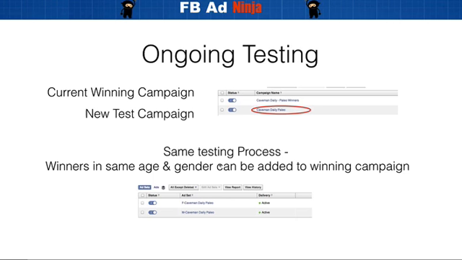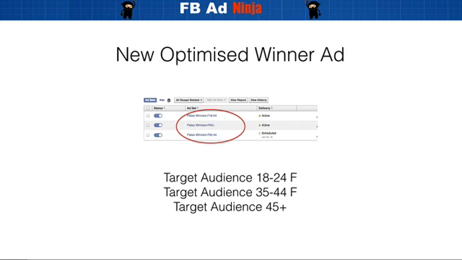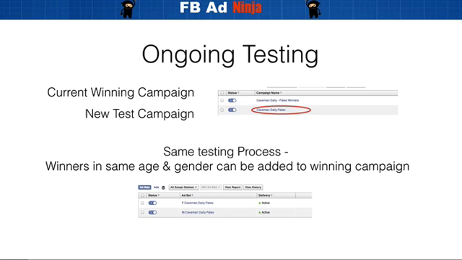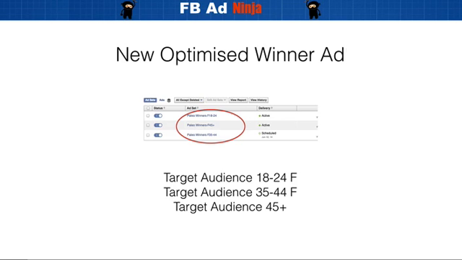I'm using the same testing process. And when I find a winning group, so if I find that the keyword Paleo, women 45 plus are a group to target, all I will do is add that interest into my winners. On your winners, you can have multiple interests because you know they're winners. So that's what we're going to do in this case. Any winners I find that are in the same group as this, we can add them in. If not, we can just create a new winners campaign.